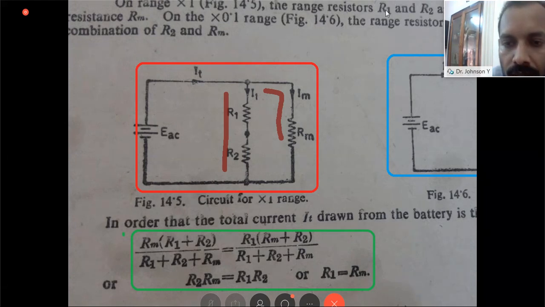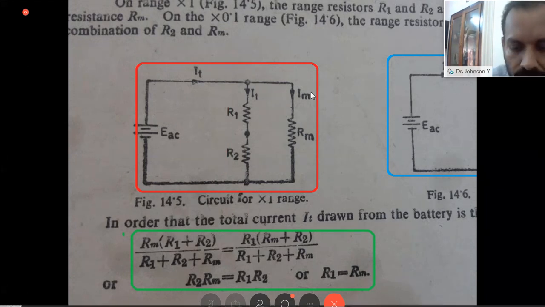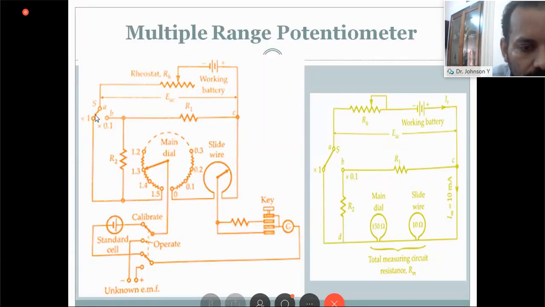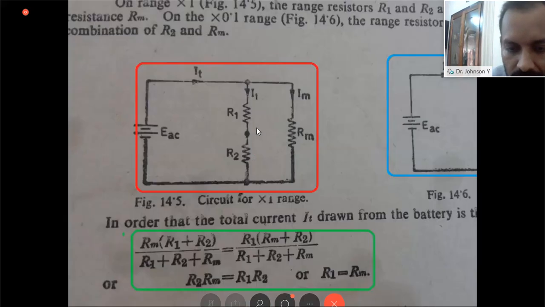Suppose we go to the previous slide, then we can see that if it is in position 1, R2 and R1 are in one path, and the slide wire and this dial switch are in another path. So that figure is shown separately in this figure. Here we can see IT. IT means the total current from this battery.